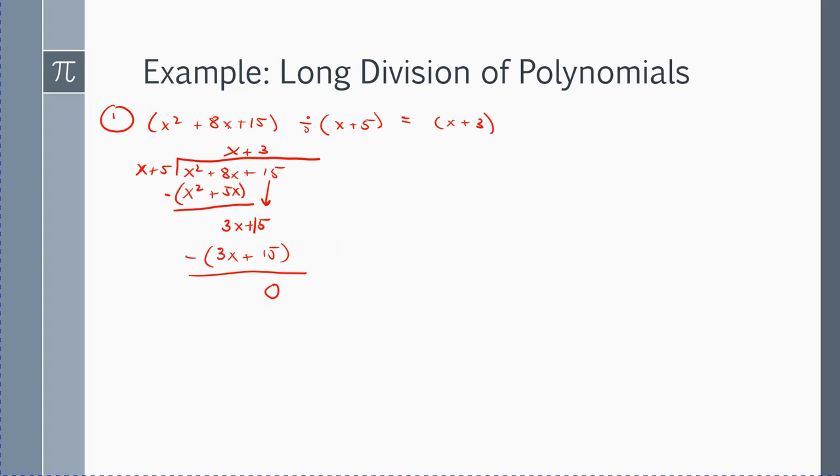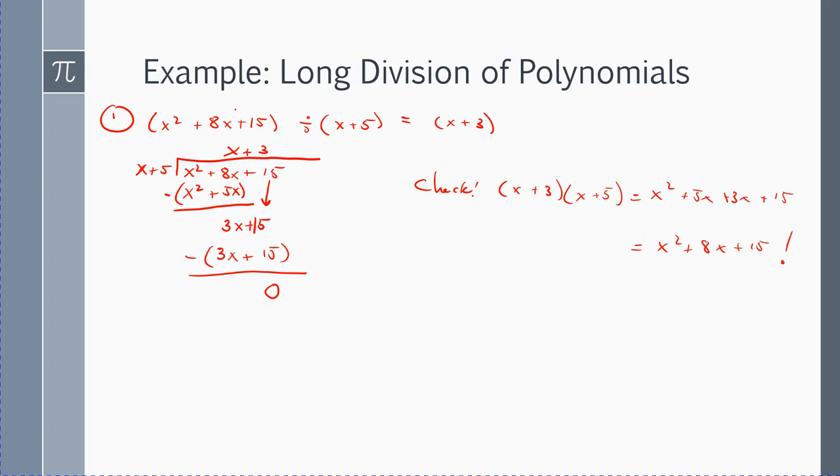So when you take x squared plus 8x plus 15 and you divide it by x plus 5, you get x plus 3. And you can check this, okay? The way you can check it is you would take this quotient that you got and multiply it by your divisor. And when you FOIL this out, you get x squared plus 5x plus 3x plus 15. You get back to what you had here.